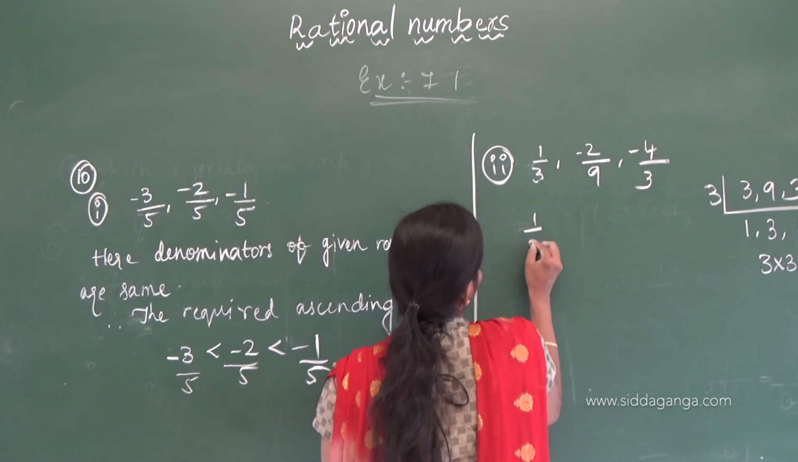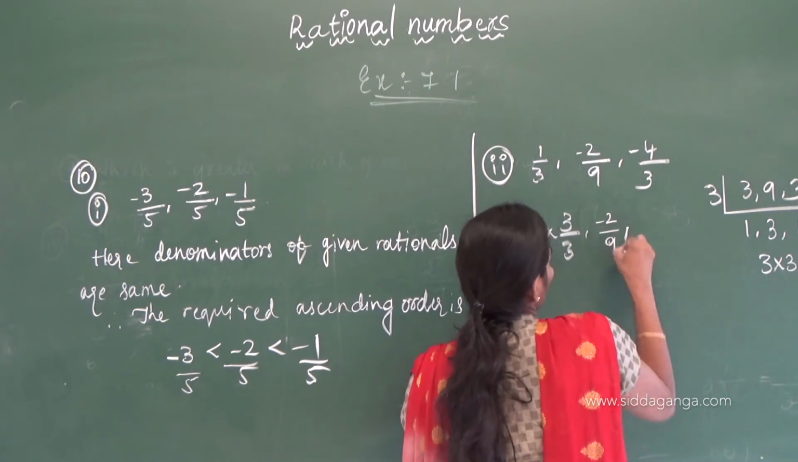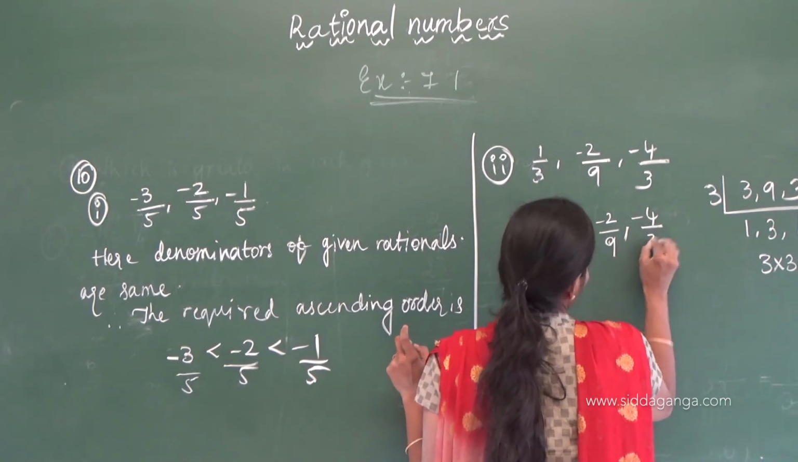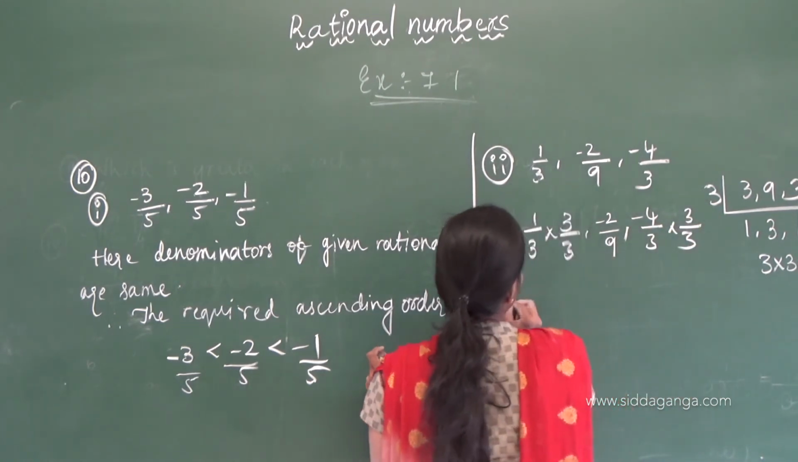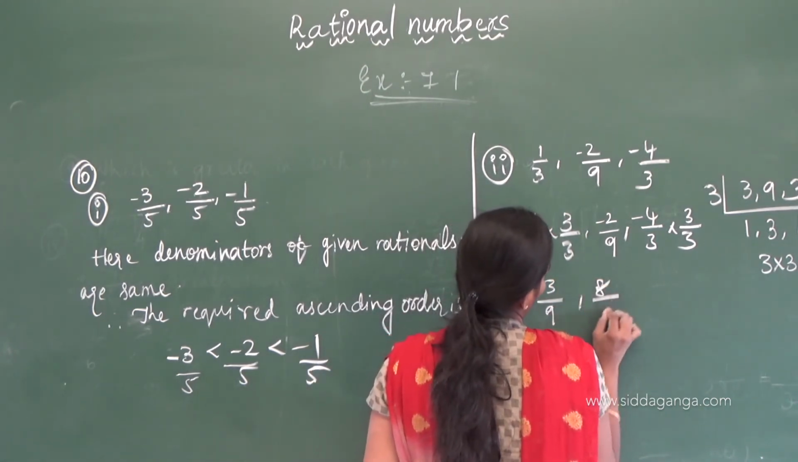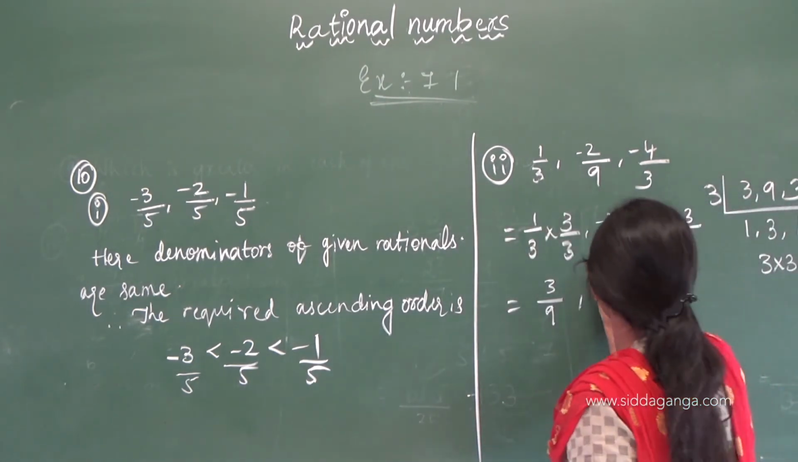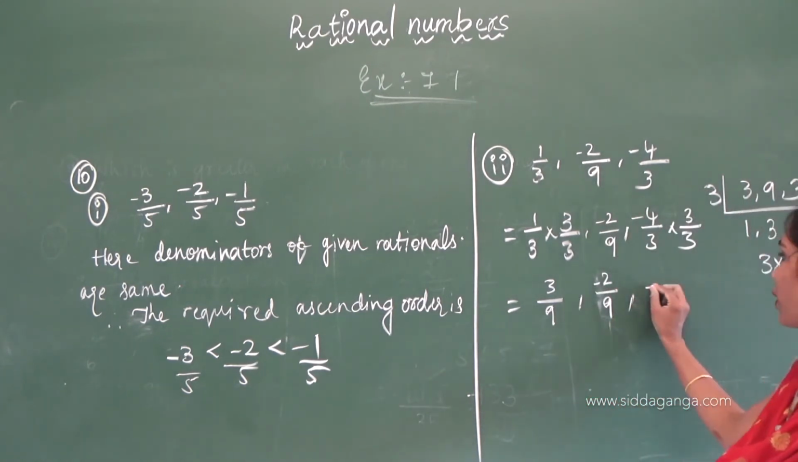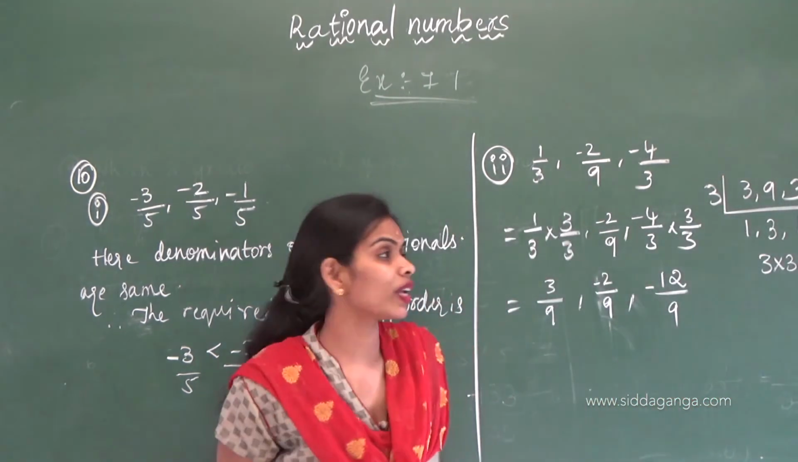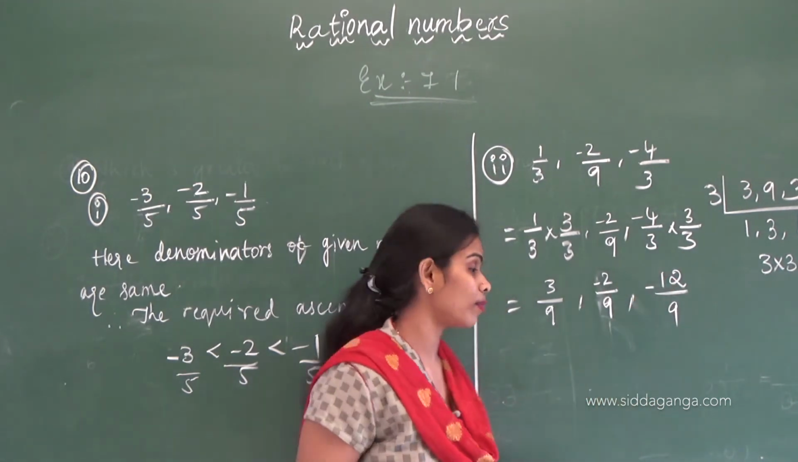Just we have to multiply 1 by 3 with 3 by 3, and minus 2 by 9 stays the same. Which number is multiplied by 3 to get 9? 3 only. Minus 4 by 3 into 3 by 3. So we get 3 by 9, minus 2 by 9, minus 12 by 9. Which one will be the lowest one? This one will be the lowest because it has the negative sign and the bigger number.